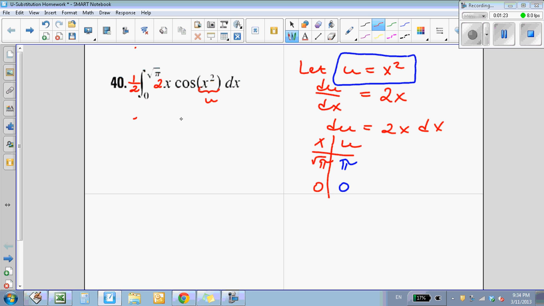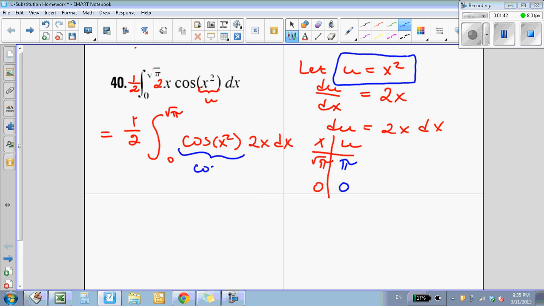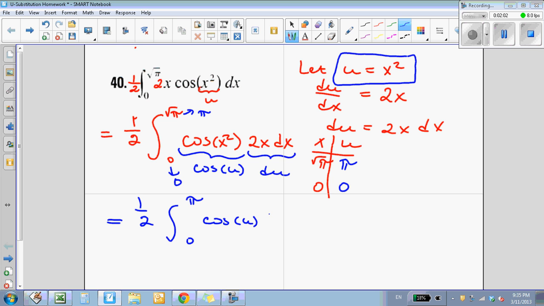So before we rewrite everything in terms of u, I'm just going to rearrange my integral so it's easier to see where everything is coming from. So we have cosine of x squared, 2x dx, and then I'm ready to rewrite everything. So this will become cosine of u, this will become du, this will become 0, and this will become pi. So my new integral is going to be 1/2 integral from 0 to pi of cosine of u du.